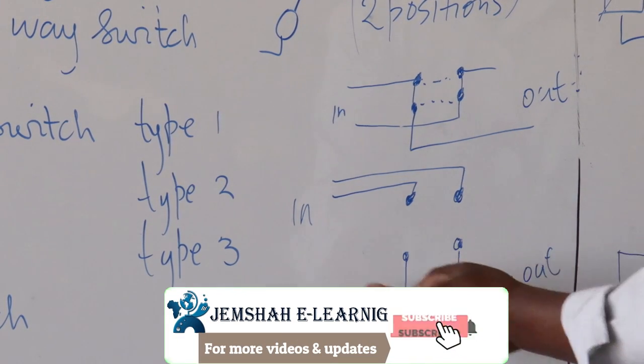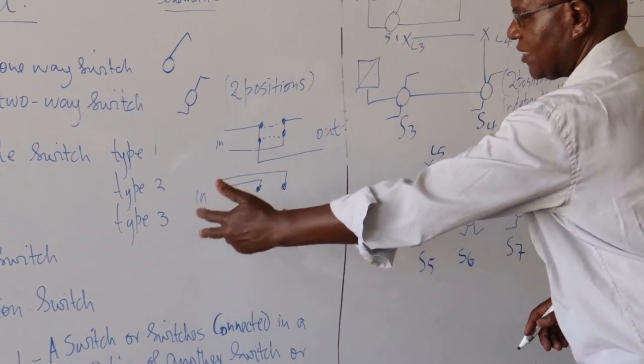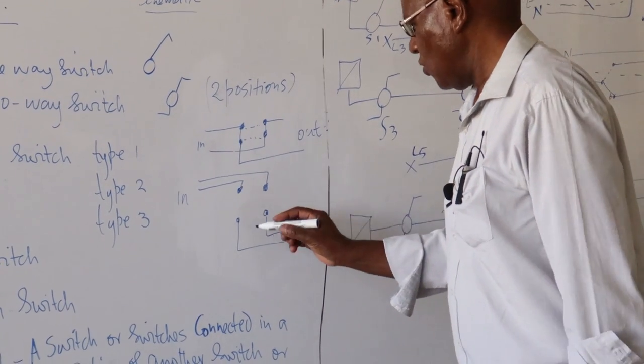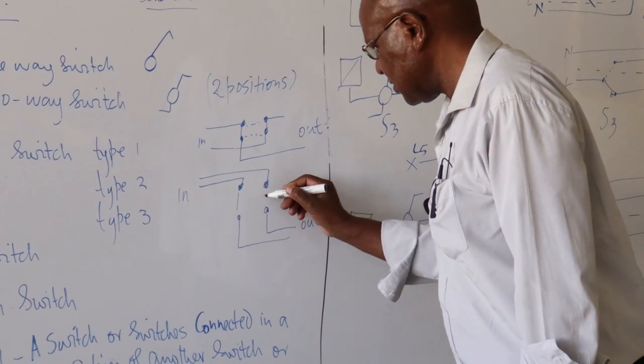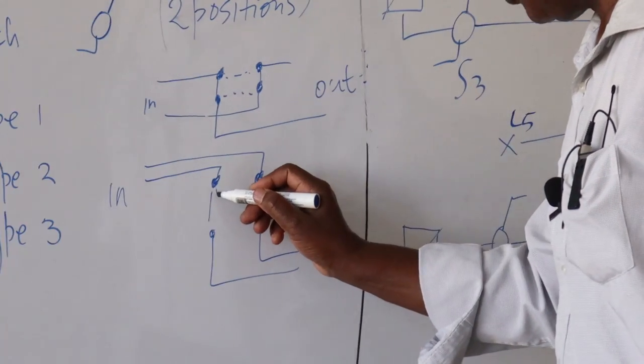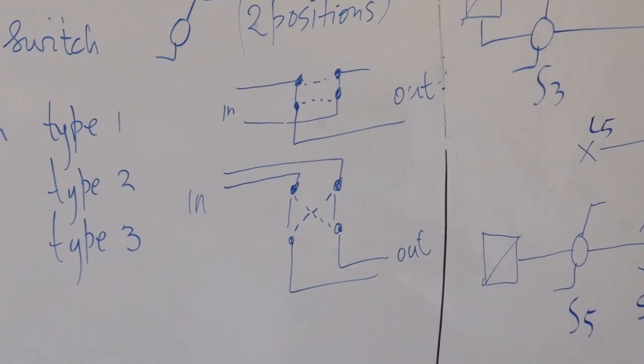This can be coming from a single pole to a switch, or it can be maybe coming from another intermediate switch, in case there are two in between. And then the connections here will be like that, in one position. And then when you flip it over, the connections will simply cross like that.